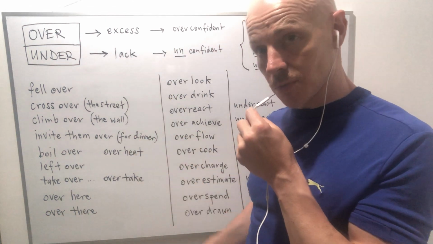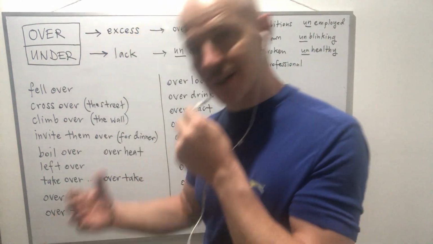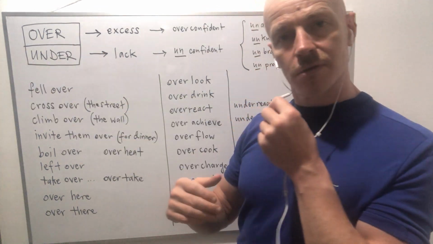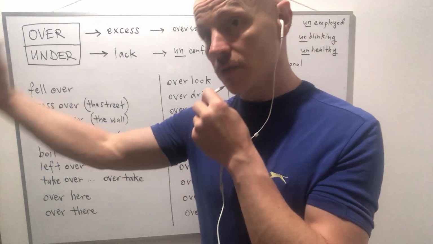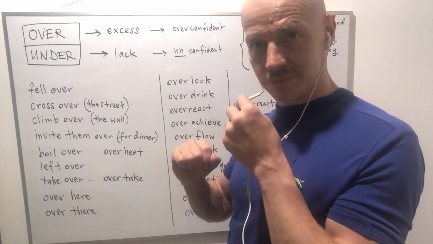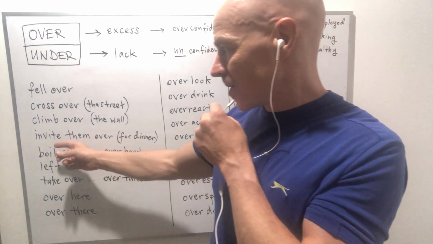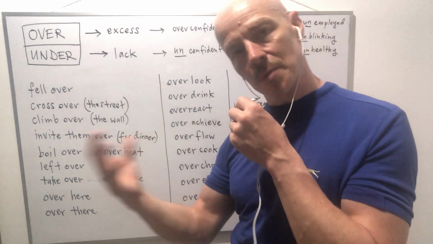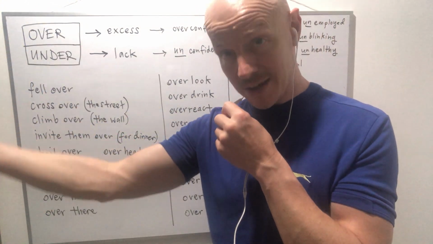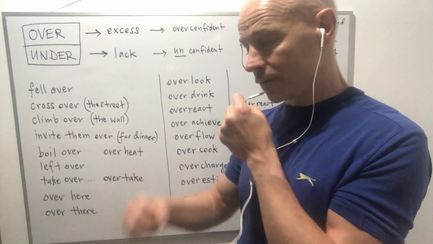But let's see some common examples and you probably see what I mean. So, fell over. I fell over. Or cross over. I'm going to cross over the road. Cruzar la calle. I'm going to cross over the road. Or cross over the street. Climb over something. So I'm going to climb over the wall. This one's an interesting one. We could invite them over. So maybe you're going to have dinner and you want your friends to come to have dinner at your house. So we're going to invite them, your friends, over to your house. We're going to invite them over.